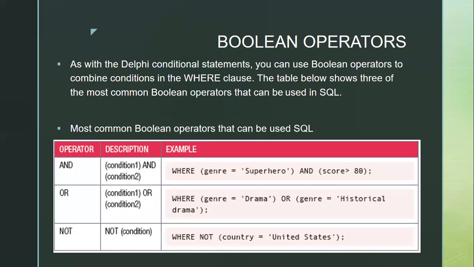The third Boolean operator is the not function. You've used the not function in Delphi. You are quite acquainted with it. So I'm going to say, find me the records where not. So find all the records that do not qualify according to this. So where not country equals United States. So I'm looking for all the movies that were not made in the US.